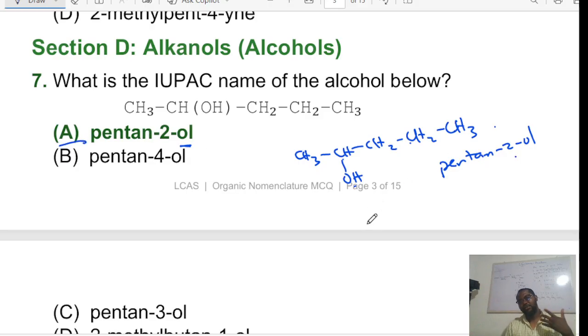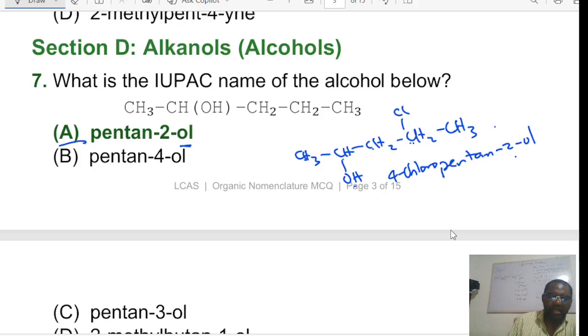But how about if you have a substituent? Assuming I had a substituent, let's say the substituent is chlorine. It means that this is going to be 1, 2, 3, 4. It's going to be 4-chloropentan-2-ol. Don't forget, I've told you before that once there is a functional group, you don't consider any other substituent. The number of the functional group determines the numbering of the rest of the substituents. I hope that makes sense, right?